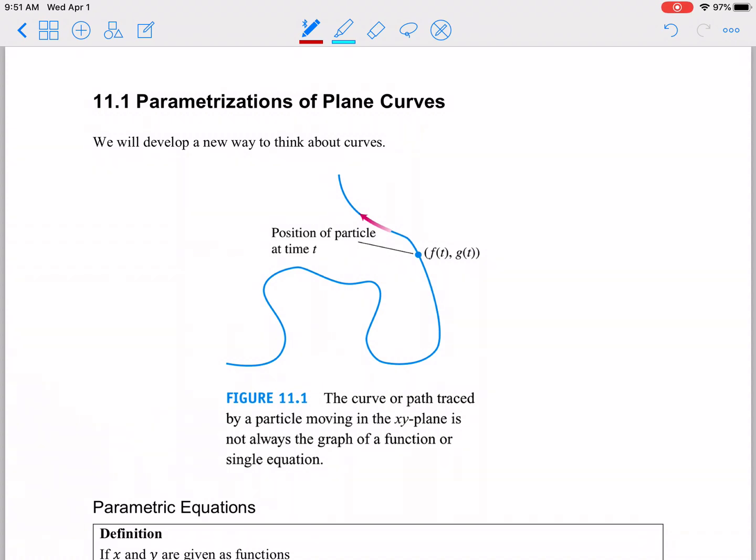All right, here we go. We're going to start on our actual notes for parameterization of plane curves.